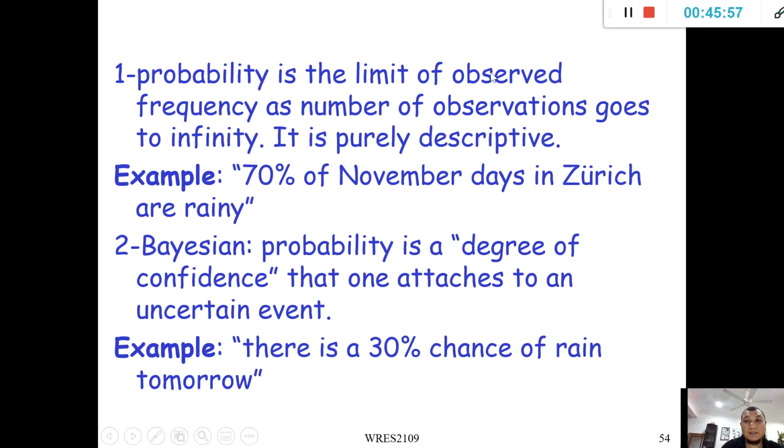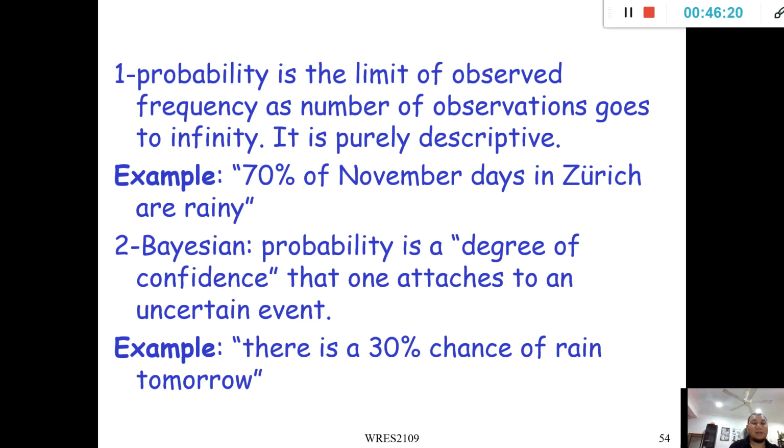And then probability is the limit of observed frequency as the number of observations goes to infinity. It's purely descriptive. Let's say, okay, now probability is 70% of November days in Zurich are rainy. So this is the way that you collect the data over the years. You can confidently say that 70% of November days in Zurich are rainy.